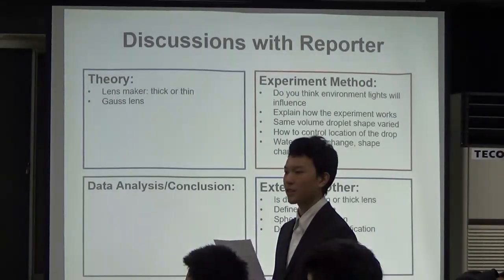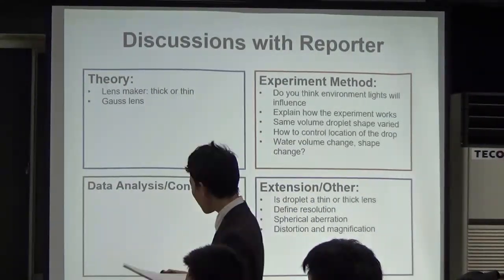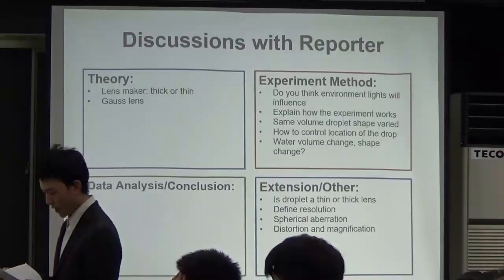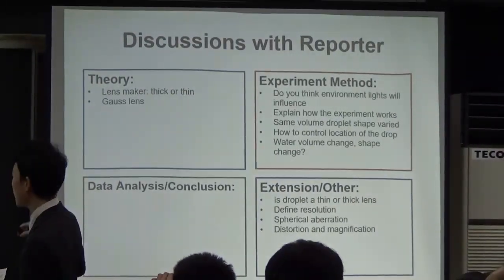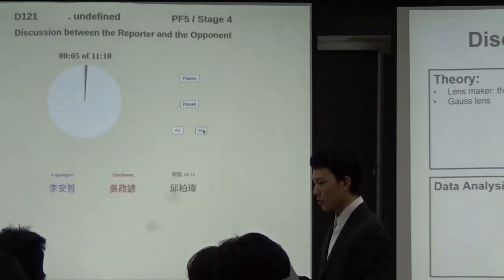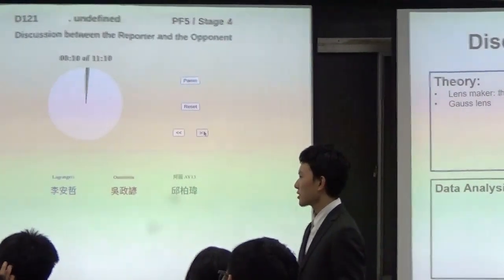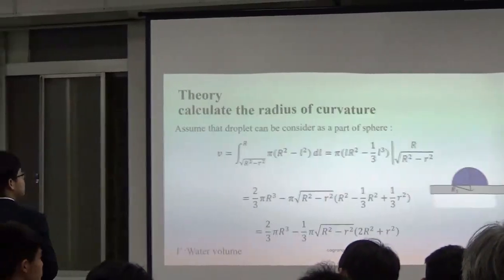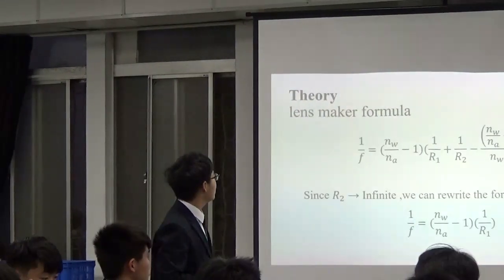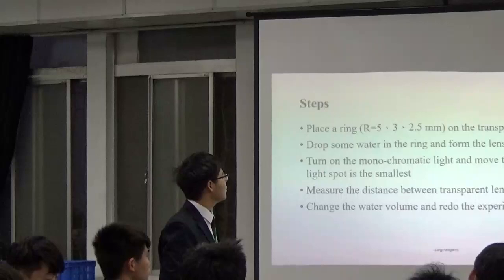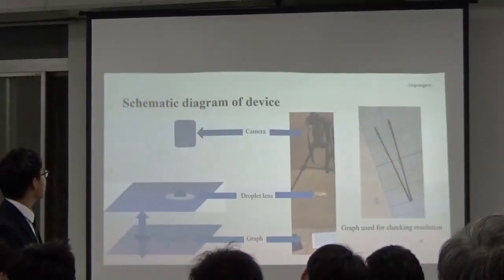And now I want to invite the reporter. Okay. So first, I want to ask you a question about the Gauss lens. Can you draw what the Gauss lens looks like? Can you draw on the board, or do you have a picture? It's fine. If you cannot find the picture, you can draw it on the board.